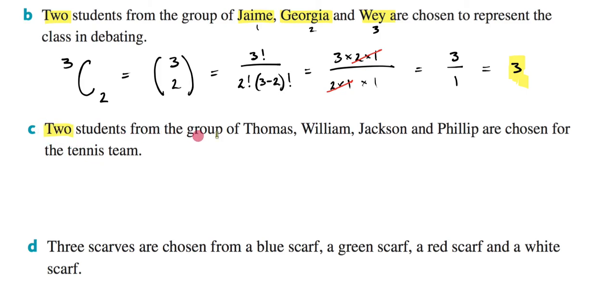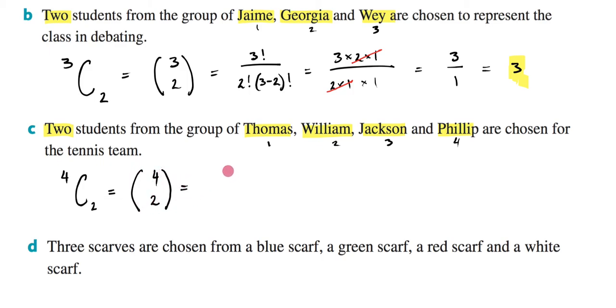2 students from a group of Thomas, William, Jackson, and Philip are chosen for the tennis team. So that means I have 2 students, so 2 places to fill, and I have 1, 2, 3, 4 students to choose from. So I have an n equaling 4. My r is going to equal 2. Another way I could write this is 4, 2.